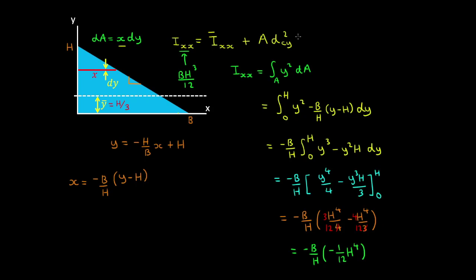And now we can use the parallel axis theorem to solve for the second moment of area about the centroid. So we have bh cubed on 12 is equal to Ixx bar plus the area of the triangle, which is half the base by the height, multiplied by the squared distance between the centroid and the x-axis. So that will be h on 3 squared.